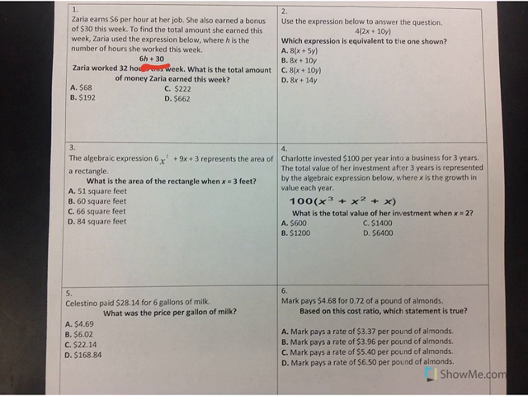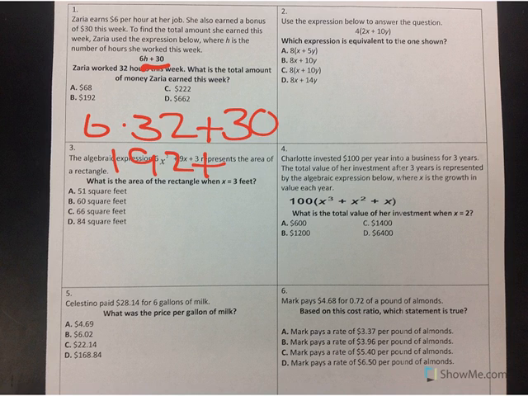So if she worked 32 hours, I'm going to write 6 times 32 plus the 30. So when I do my multiplication first, and I do 6 times 32, I'm going to get 192, and then when I add the 30 to it, I end up getting C, $222.